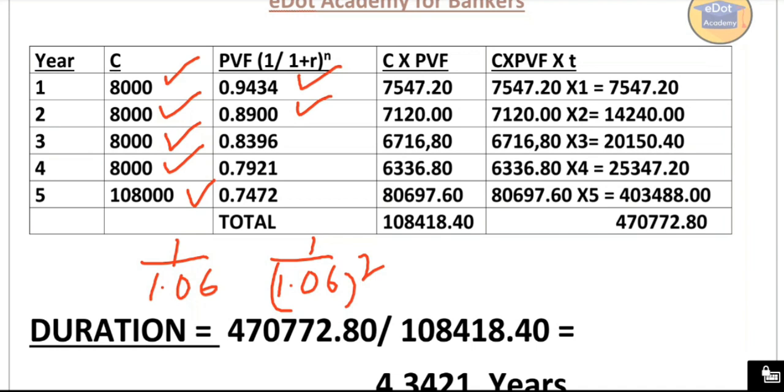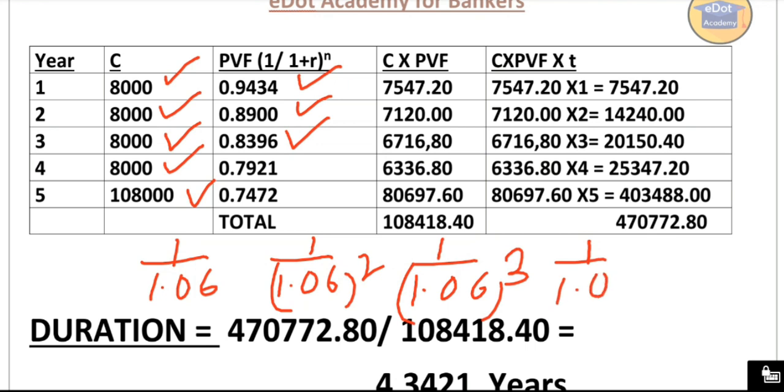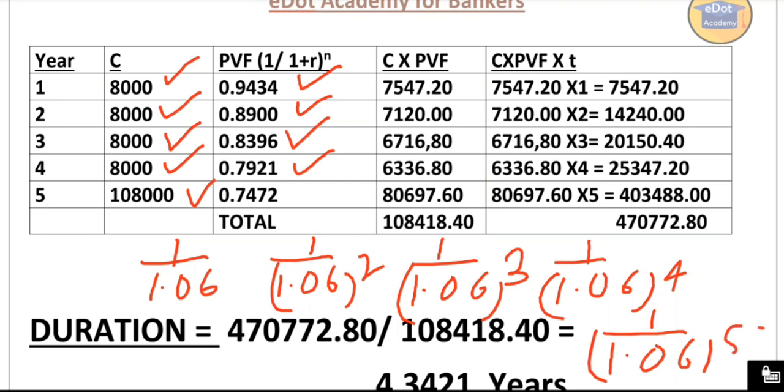You can also round up. For the third year, I am getting 1.06 to power 3, so I put here 0.8396. For the fourth year, I am writing here 1.06 to power 4, so I wrote here 0.7921. For the fifth year, 1.06 to power 5. So I got this value.